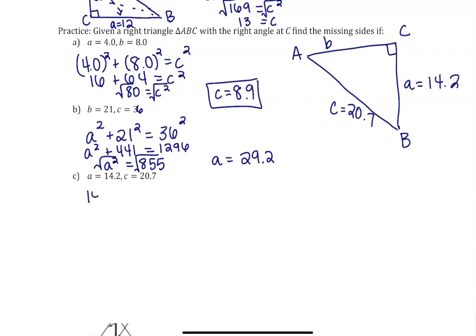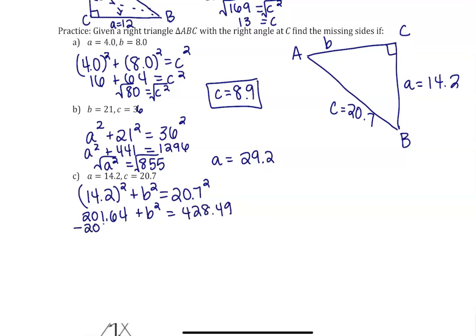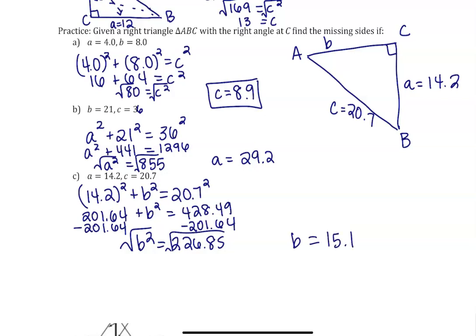So here we have 14.2 squared plus B squared equals our C squared, 20.7 squared. 14.2 squared gives us 201.64. And 20.7 squared is 428.49. So let's subtract 201.64 from both sides. And that gives us B squared is equal to 226.85. Finally, we take the square root of both sides. And B is approximately 15.1.